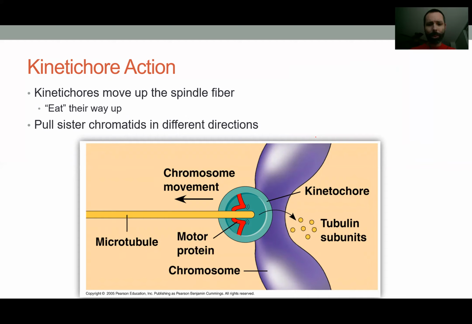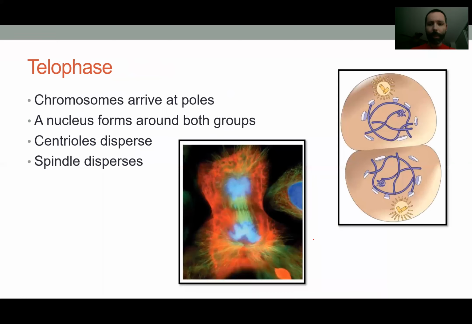Nice diagram here to show that the little kinetochore is actually eating its way up, right? It's pulling itself this way, and as it pulls itself, it's breaking apart the tubule, the spindle fiber, and then you have all these, like, an exhaust. This is like the exhaust pipe of all these little protein pieces that get left in its wake. But this is how the chromosomes move around. They walk their way, eat their way up the tubule.